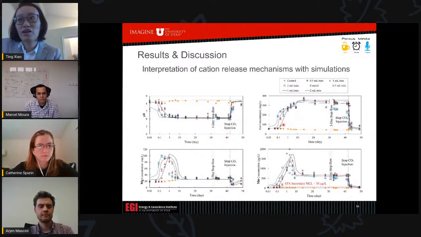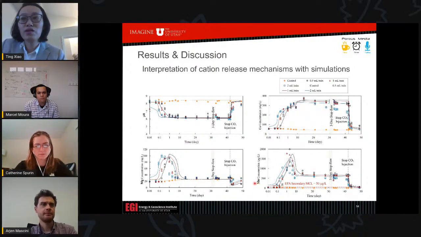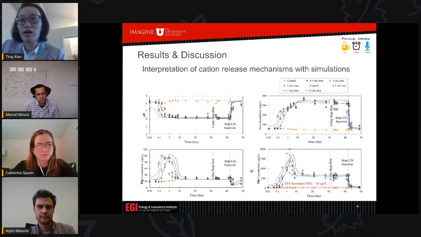To verify our interpretation of cation release mechanisms, we use simulations. Results show a very good match for the concentration changes. We also calibrated the parameters of these reactions.